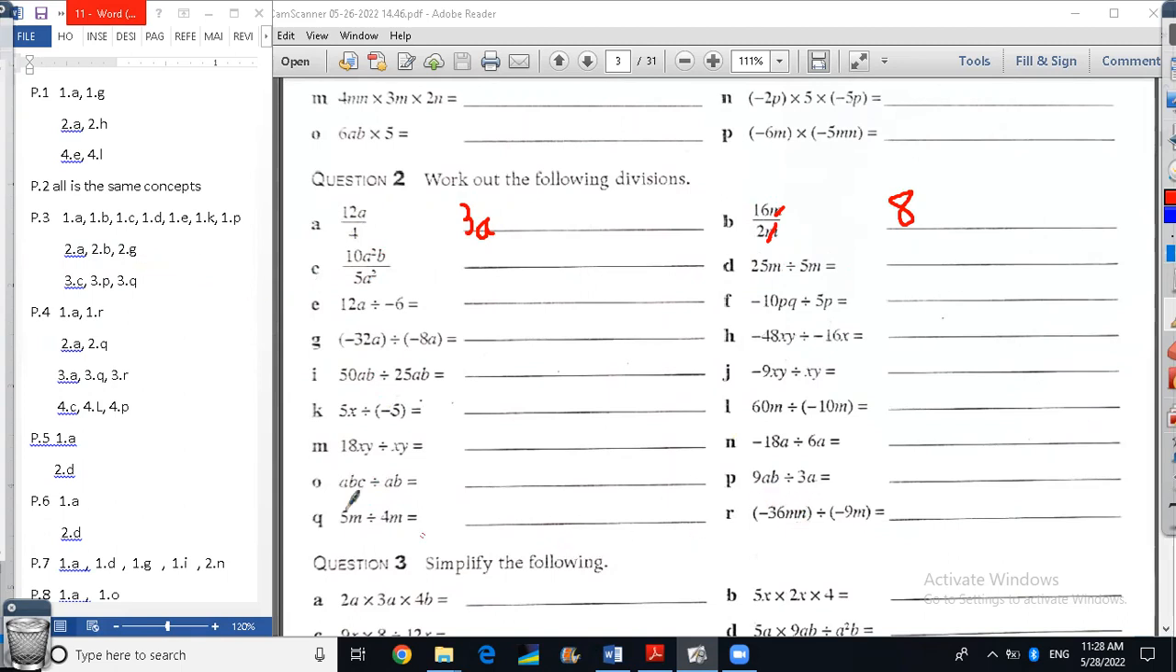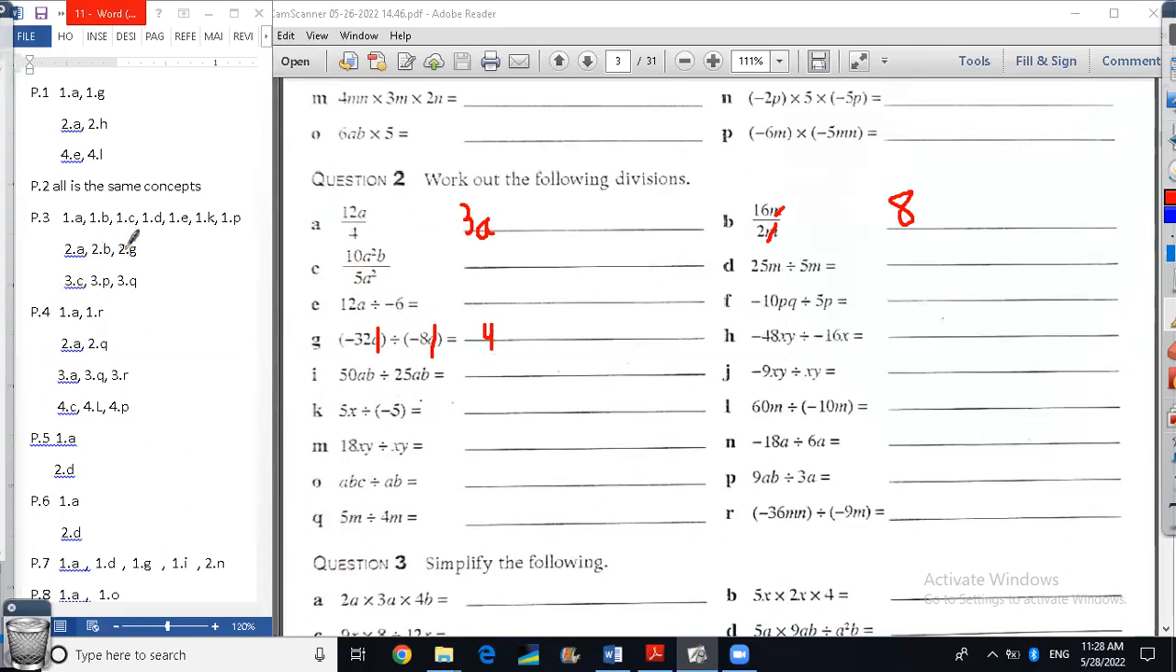2g. Okay, g is here. All right. -32a divided by -8a. It just says if we're using here the fraction sign, so it's just the same. -32 divided by -8, negative divided by negative, the answer is going to be positive. They have the same signs, the answer is going to be positive. 32 divided by 8 is 4. A divided by a is 1. So it's just 4.